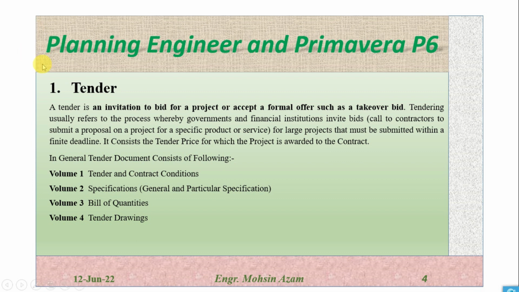It consists of the tender price for which the project is awarded to the contractor. Meaning the tender should consist of the final quotation in which we are going to perform the project. In general, the tender document consists of the following: the tender document which we will get from the client for review and to submit the quotation. The first volume will be conditions of contract, the second volume will be specification, the third volume will be bill of quantity, and then tender drawings.